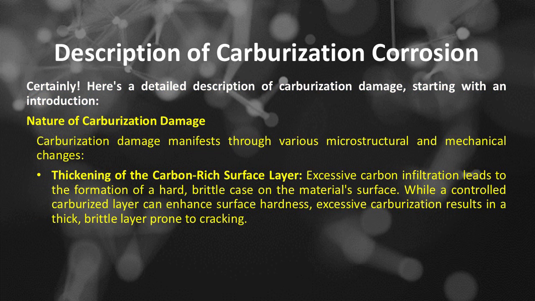Nature of carburization damage. Carburization damage manifests through various microstructural and mechanical changes. Thickening of the carbon-rich surface layer: excessive carbon infiltration leads to the formation of a hard, brittle case on the material's surface. While a controlled carburized layer can enhance surface hardness, excessive carburization results in a thick, brittle layer prone to cracking.